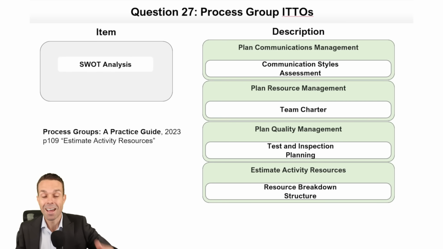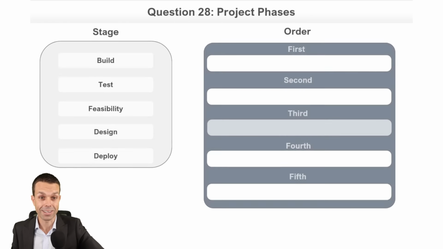Okay, thank goodness. That was a little bit tricky, and we've got that in the process groups practice guide under all of the inputs, tools and techniques and outputs under the process groups there. From 2023, page 109 is the activity resources or estimating activity resources ones, but you can easily search for the others as well. All right, very, very handy to know.